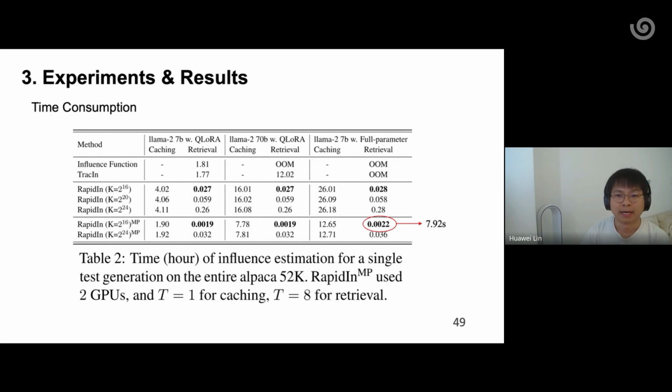And then for ours, for the 7 billion full parameter, we only take about 8 seconds to compute the influence score of every training sample in the entire Alpaca dataset for one generation. The MP means it used 2 GPUs and 8 processors per GPU. And our method shows significant improvements in both memory and time consumption. So we are making a practical solution for influence estimation in large language models.